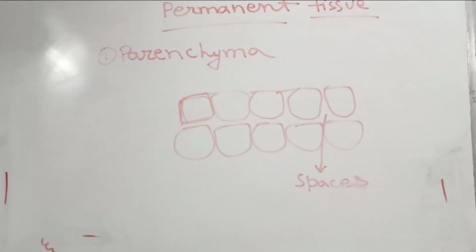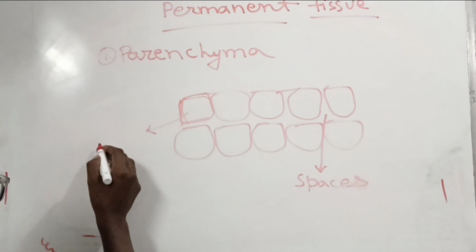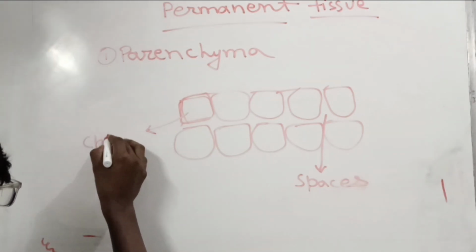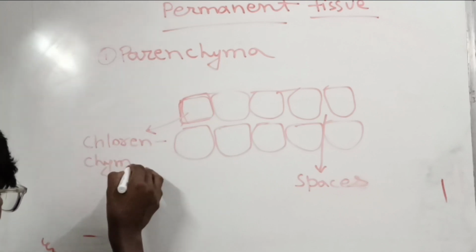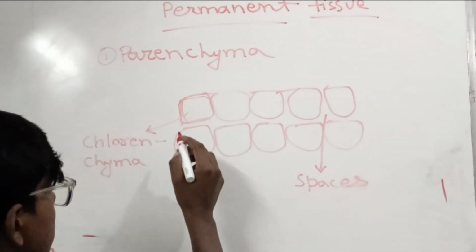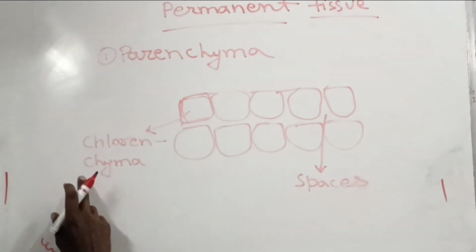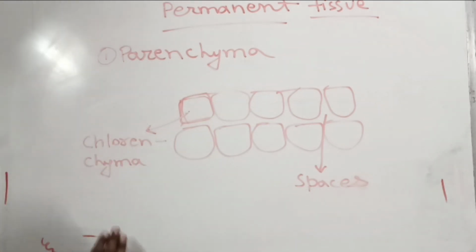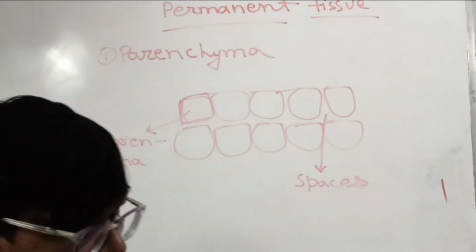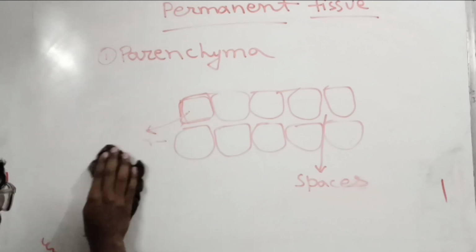One type of parenchyma, you can say, if this cell is green in color, suppose, so it will have chlorophyll inside that cell, so that cell will be considered a chlorenchyma. The name you can see, chlorenchyma. That is because of the presence of chlorophyll. So this is one basic example for the parenchyma.